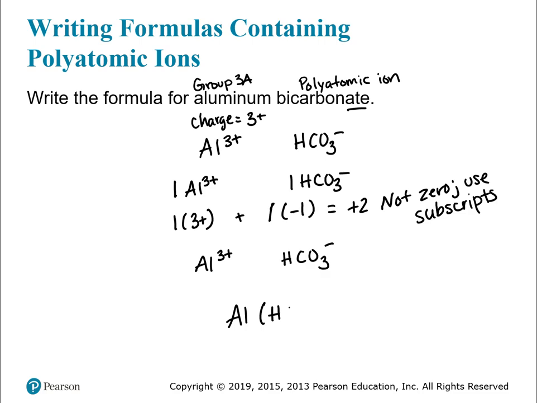Always put that polyatomic ion in parentheses. If you need to have more than one, it needs to be in parentheses. Take the 3 in the charge of the aluminum. Drop it down as the subscript. Bicarbonate has a negative 1 charge. We don't need to write a 1 for the subscript. That's already implied.